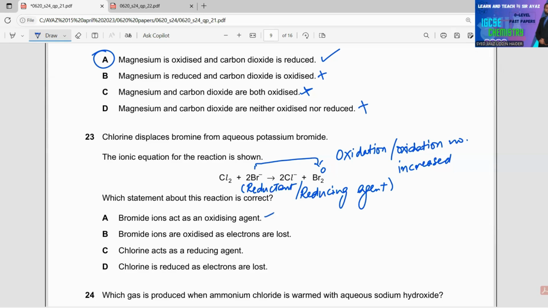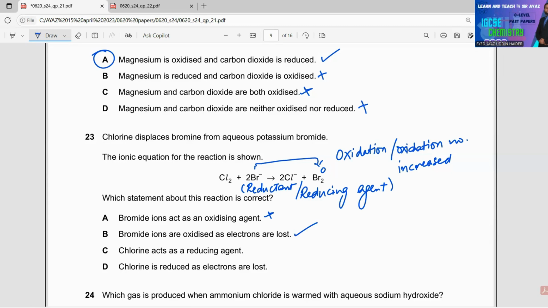So this is incorrect. B, bromide ions are oxidized as electrons are lost. This statement is correct because here bromide ions are losing electrons and are oxidized. For your convenience, I'm checking the other statements also.